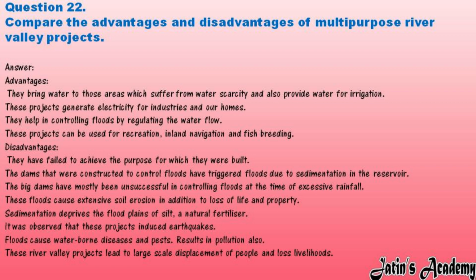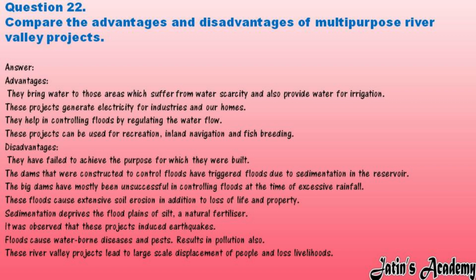Answer. Advantages. They bring water to those areas which suffer from water scarcity and also provide water for irrigation. These projects generate electricity for industries and our homes. They help in controlling floods by regulating the water flow. These projects can be used for recreation, inland navigation, and fish breeding. Disadvantages. They have failed to achieve the purpose for which they were built.